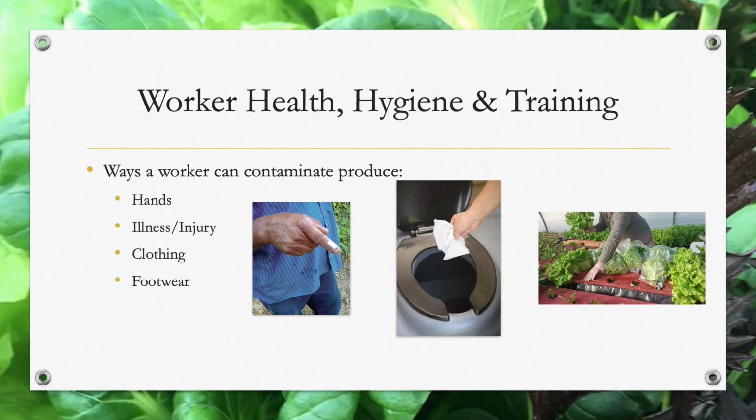Clothing. Obviously, clean clothes. Nothing that can become a physical hazard, like jewelry. Having a jewelry policy that says something along the lines of, okay, earrings are fine, rings are fine, maybe no dangly necklaces, things of that nature that might fall off unknowingly and contaminate the product. Some greenhouses even have hairnet policies to prevent hair from getting in the product.